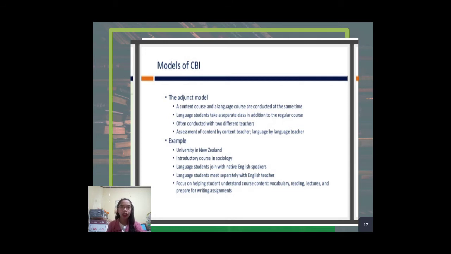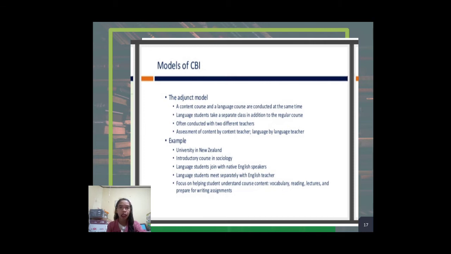So, a content course and a language course are conducted at the same time. Language students take a separate class in addition to the regular course, often conducted with two different teachers. And again, two different teachers because one will focus on the content and the other one will be on the language. Assessment of content by content teacher and then language by language teacher.